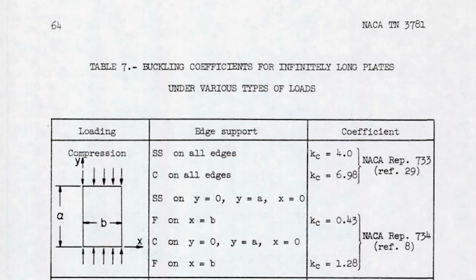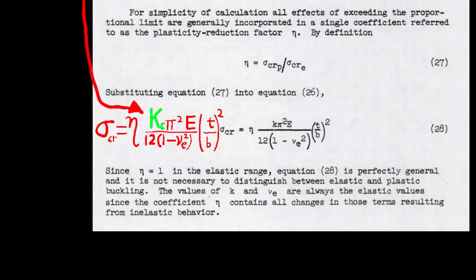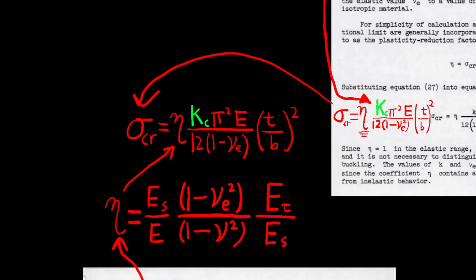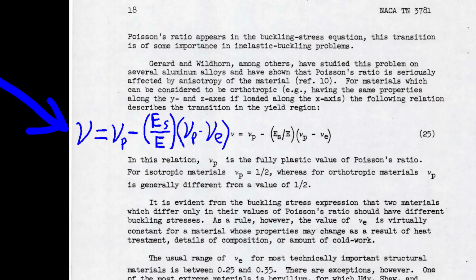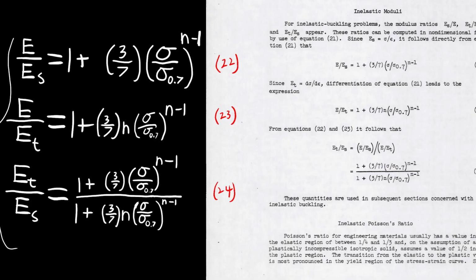table 7, row 1 to get a value of K sub C to plug into equation 26, which tells me I should instead be using equation 28, which contains a value of eta found in table 2 on page 60, which tells me I have a long column, meaning I need both the tangent modulus and the secant modulus. Oh, and the inelastic Poisson's ratio from equation 25, I can't forget about that, but that also needs the secant modulus, but I can get that from equations 22, 23, and 24.